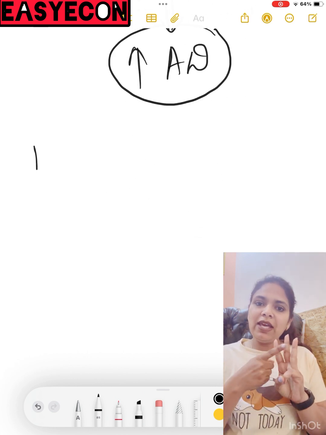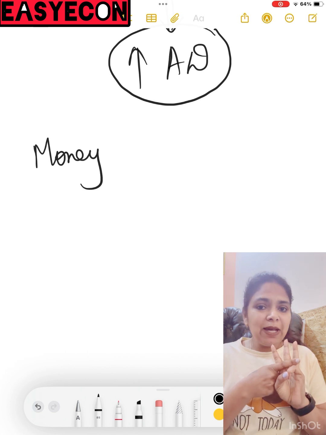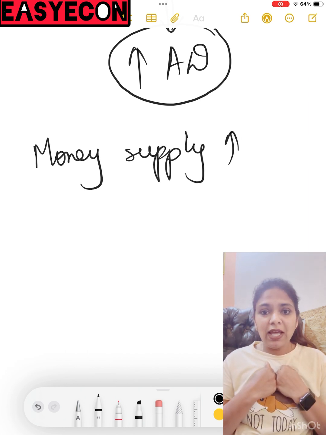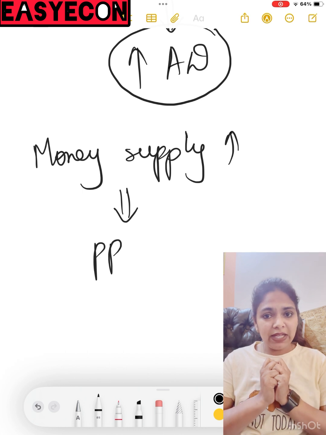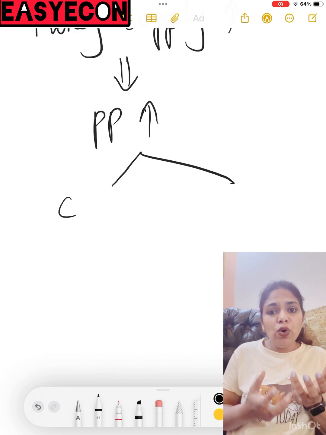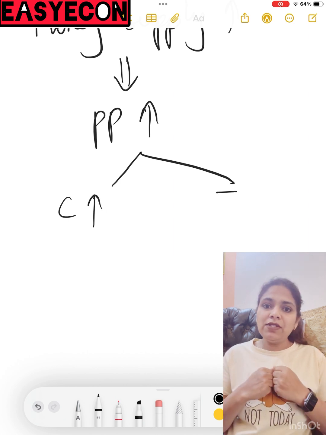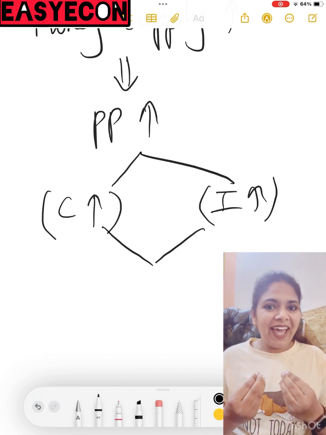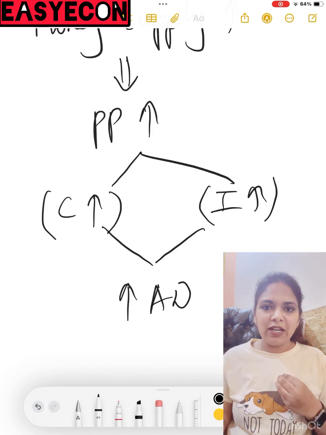And the third is money supply. When money supply increases, people will again have more money in hand to spend. Their purchasing power will increase. That purchasing power consumers will either use to buy more goods and services or invest more in economic spending, which is again a component of aggregate demand.